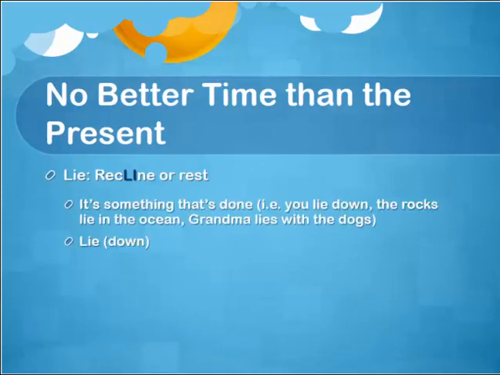First of all, lie means to recline or rest. So it's something that's done. So you do it, or another person does it, or an object does it. That's the key point here, that a thing, a noun, is doing this. So we have: you lie down, the rocks lie in the ocean, and grandma lies with the dogs. The key operator here is that we can add down to each of these sentences. So the rocks lie down in the ocean and grandma lies down with the dogs, and it makes perfect sense. So the li in recline is an easy way to remember that we want to use lie when we're talking about resting.